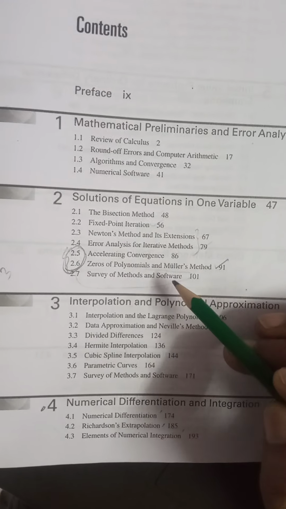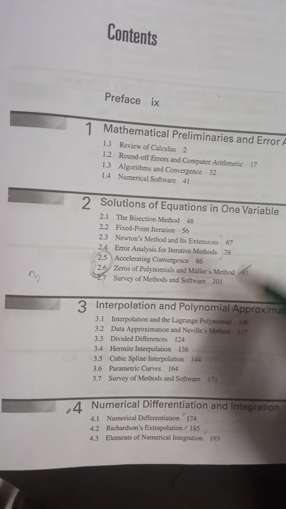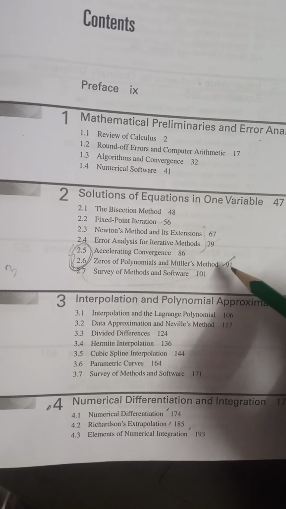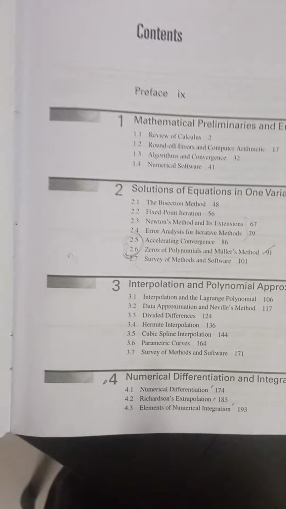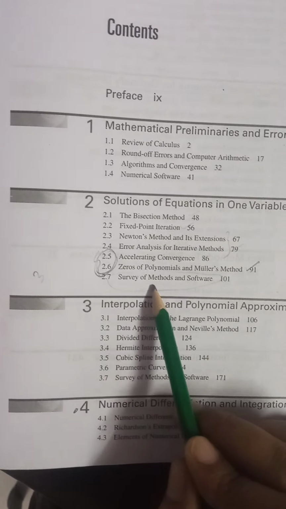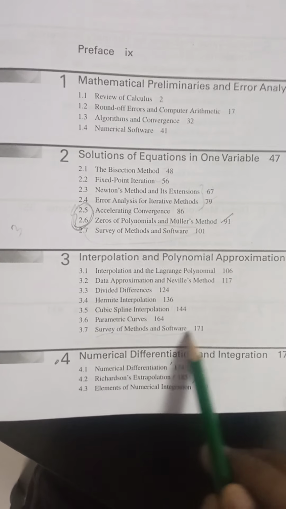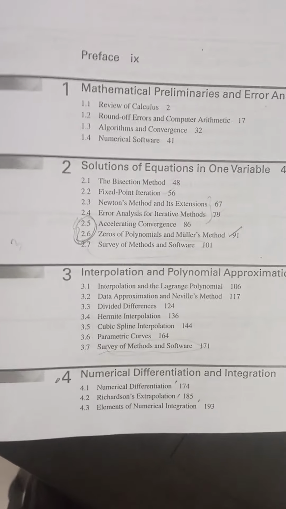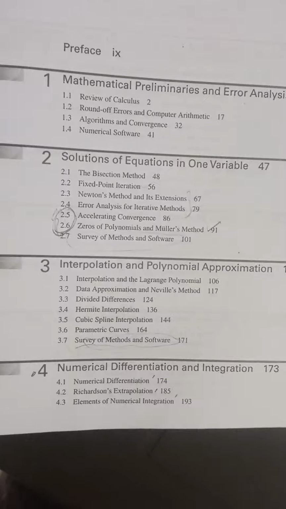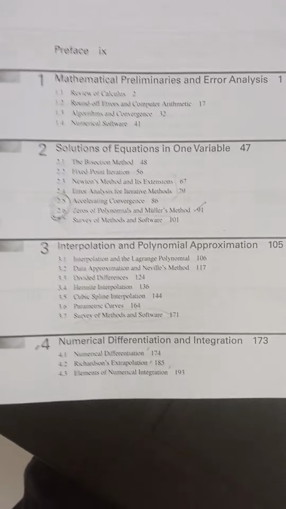Next, zeros of polynomials and Muller method are also important. I told you this one, survey of methods and software, is not a theory part. It is just a brief explanation of how to write algorithms and how to execute those programs.